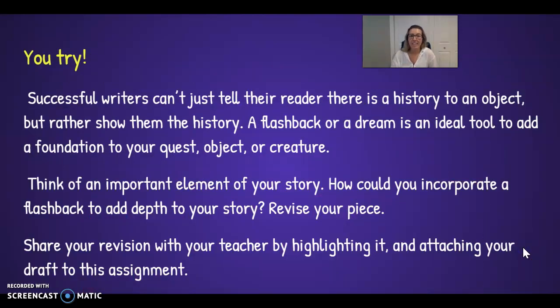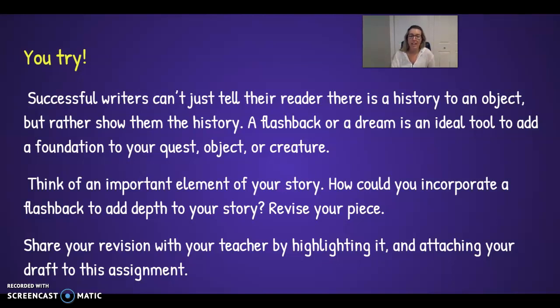Successful writers can't just tell their reader there is a history to an object, but rather show them the history. So remember, we're trying to focus on showing our reader rather than just telling them. For instance, this magical treasure chest comes from the island of Valencia. Instead of telling them that, take them back in history throughout maybe a chapter or a paragraph in your story and pretend you're in the past, living in the past, and show them what was happening around this magical object. A flashback or a dream is an ideal tool to add a foundation to your quest, object, or creature.